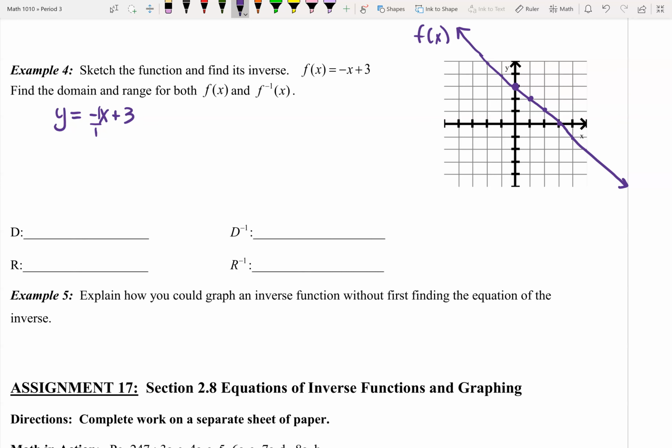Everybody tell me domain of that line right there. Tell me what it is. All reals. Everything. How about range? All reals. So then these flip-flop. What do I do now? Equation or graph? Graph, right?